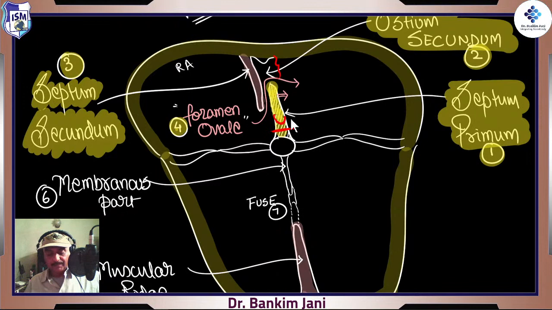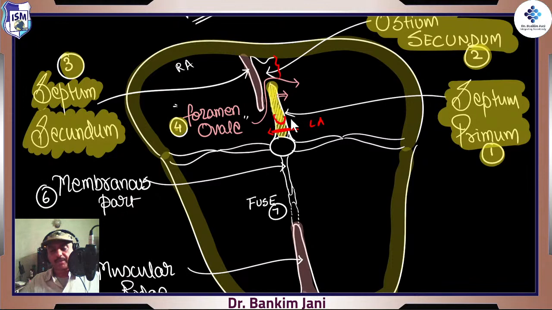So when the lungs are working and the pressure rises, the blood will go from the left atrium to the right atrium. That is a left to right shunt. This left atrium was having good, happy blood, something which is oxygen rich, and it is getting pushed to the right side. This blood was to be sent to all the organs of the body, and unnecessarily it is getting sent to the right atrium, because from the right atrium it would once again be circulated into the lungs.